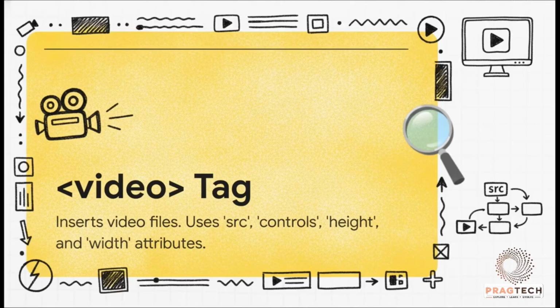Now, inserting video works in almost the exact same way, just utilizing the video tag instead. You still need src to point to your MP4 or WebM file, and you definitely still need controls. But because with video you're dealing with actual visuals, you also have to use the height and width attributes. This basically lets you dictate exactly how big the video player should appear on your page, just so it doesn't accidentally blow up and take over the entire screen.